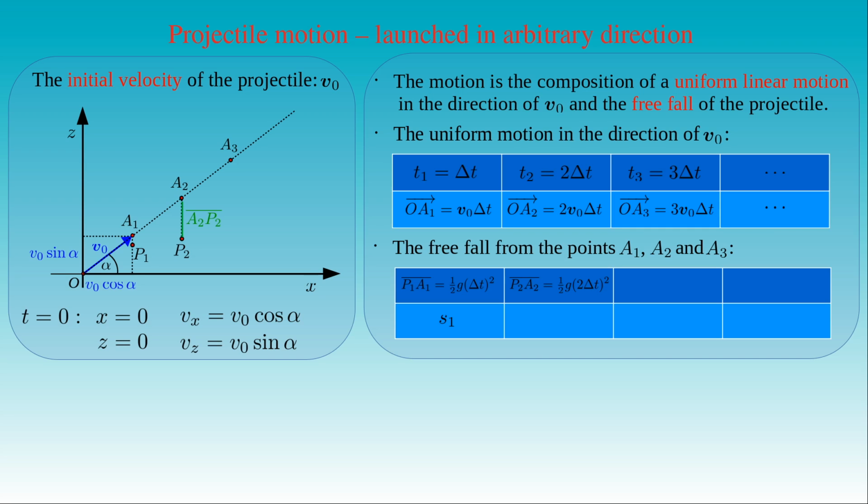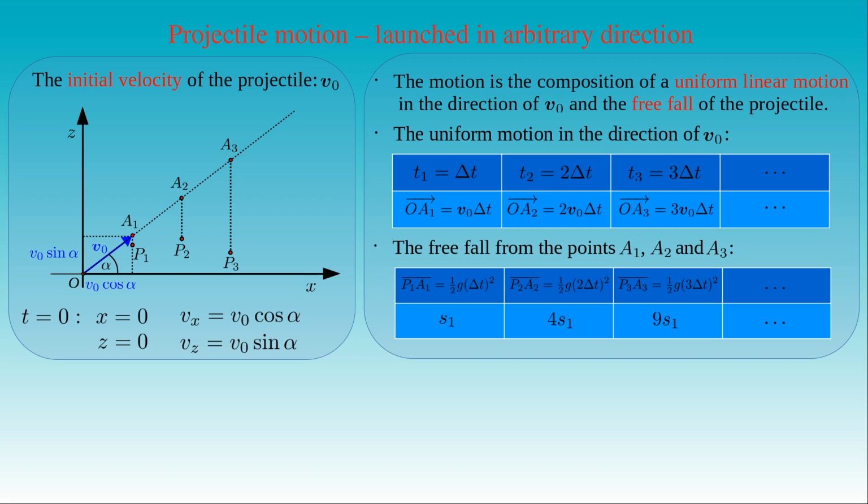Then the distance between the point A2 and p2 would be given by 4 times s1. If the body fell freely from the point A3, then the distance traveled by the body during the time t3 would be equal to g times the square of 3 times delta t divided by 2. As a result, the distance between the point A3 and p3 is given by 9 times s1. We could continue this table with a sequence of distance-time relations for free fall. Now we are able to construct the series of the points P1, P2 and P3 from the composition of the uniform linear motion and the free fall of the projectile.